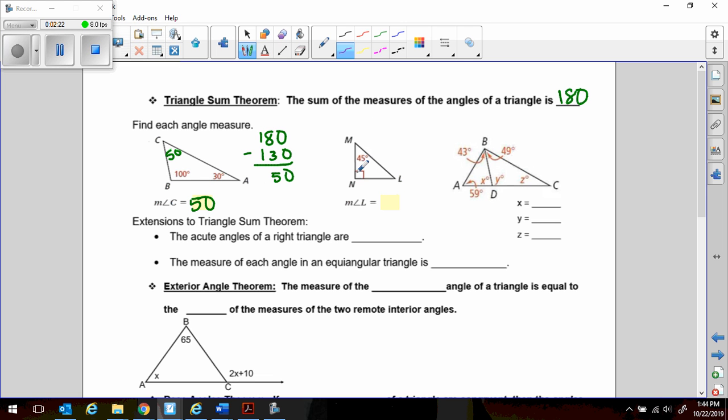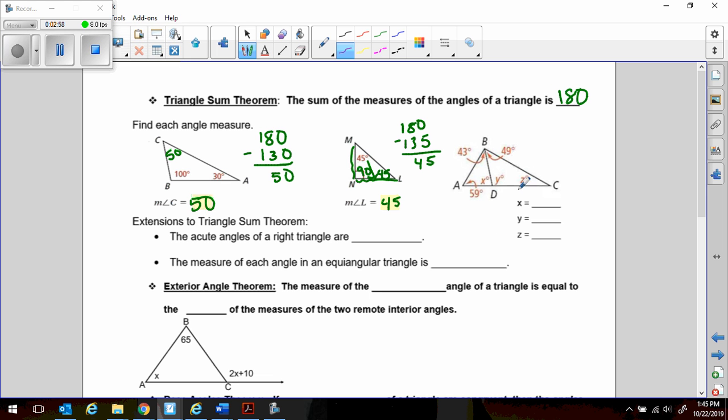This little box thing means 90 degrees, and this one is 45. So we would add them up and then subtract it from 180. 180 minus 135 is 45. So this angle L is 45. If this angle is 45 and this angle is 45, then they have two angles that are the same. That means my opposite sides will also be equal, and this means this is an isosceles triangle.